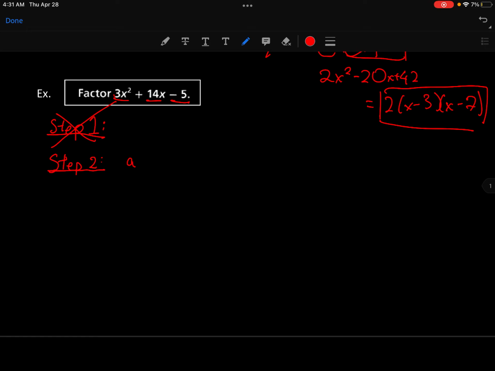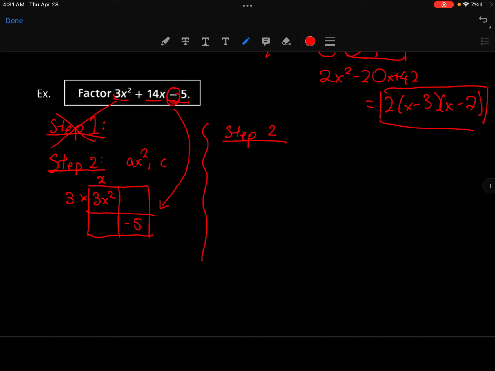Step number 2. Place the ax squared and the c term in the correct box. Draw the Punnett square again. And we have 3x squared and minus 5. Make sure you bring the negative sign along inside the Punnett square. So what times what will give you 3x squared? Well, we know x times 3x will give you 3x squared.